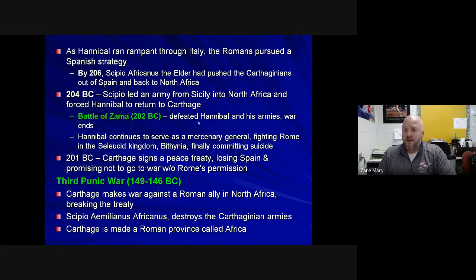They are not in any position to mess with the Romans for the foreseeable future. Hannibal, because now he hates the Romans even more than he already did, starts to serve as a mercenary general willing to lead any armies that are willing to fight the Romans. He fights the Romans in the Seleucid kingdom, in Bithynia, finally, after defeat after defeat after defeat, because the whole time he's trying to find other people to fight the Romans, the Roman Republic is only getting bigger. The Roman legion is only getting larger, getting stronger.